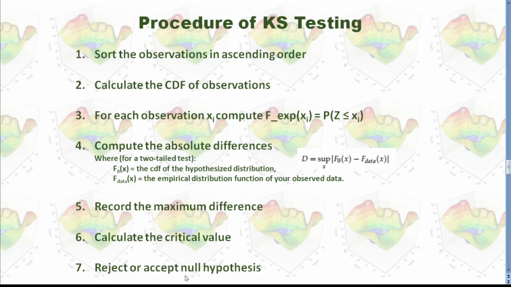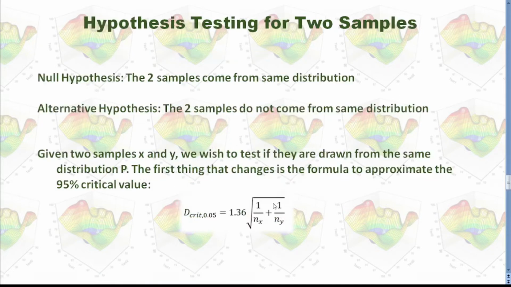So what is our null hypothesis? The null hypothesis is the two samples come from same distribution, and the alternative hypothesis is the two samples do not come from same distribution.